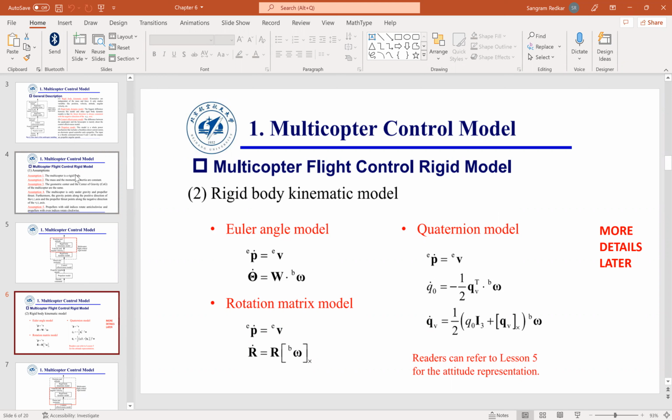Now, what happens with quaternions? A quaternion is a four-dimensional hyperplane. So the first equation for the position or the velocity equation is going to remain the same, but the orientation equations, q0 and qv, are different.